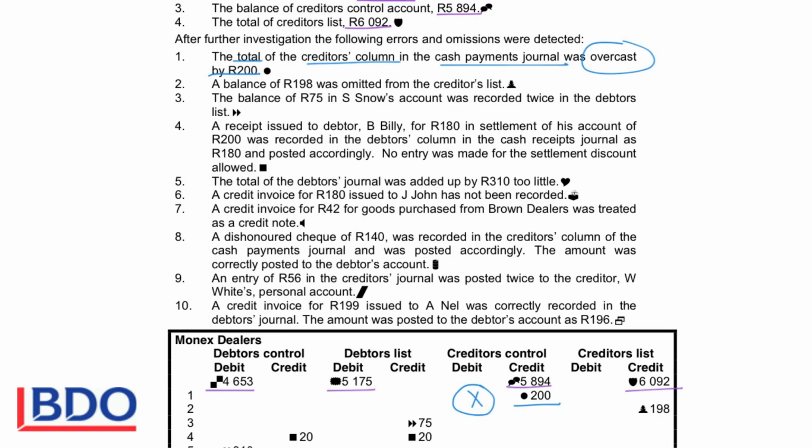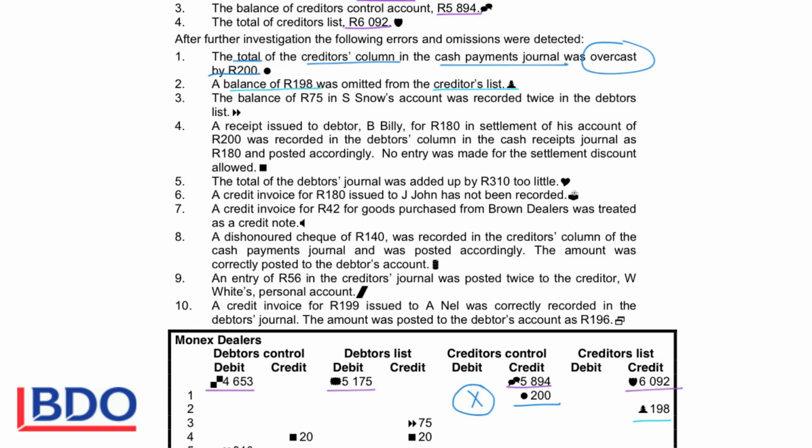The balance of 198 was omitted from the creditors list. So all the entries in the account were correct. It was only when we transferred the balances from the creditors ledger to the creditors list that we omitted a balance of 198 of a creditor. So it means in this list we have to show that it must increase with 198.